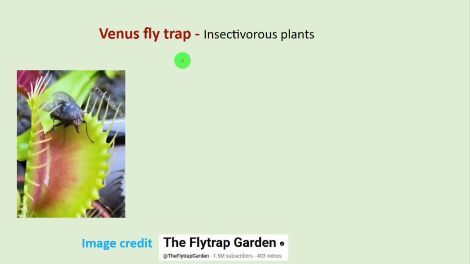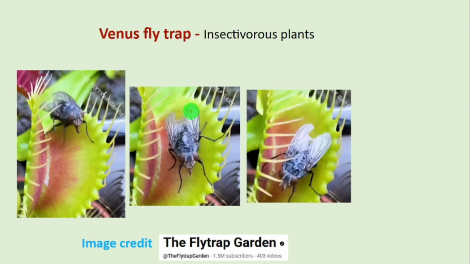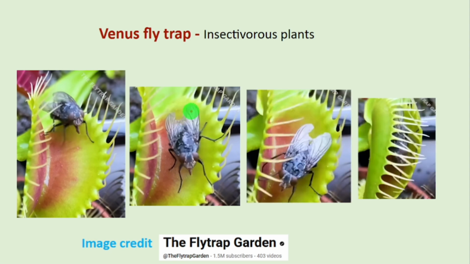Next one is Venus flytrap, another example of an insectivorous plant. See, this insect lands here and it doesn't close immediately, it waits. When the insect goes in, then immediately this will close and trap the insect inside. These images are from another YouTube channel, Flytrap Garden. There are several interesting videos, you can check this.